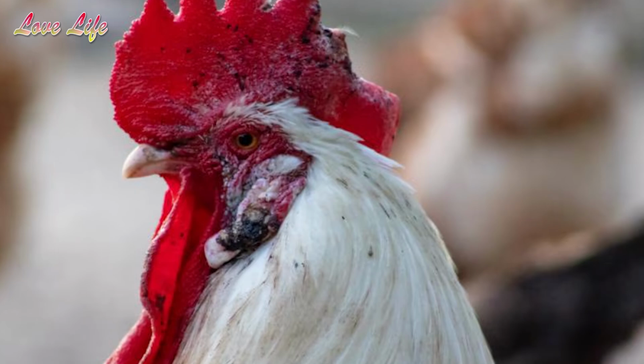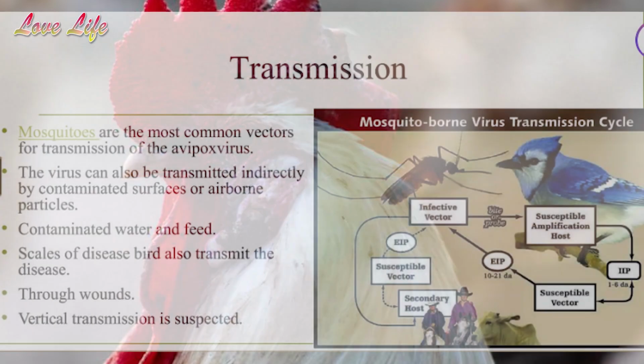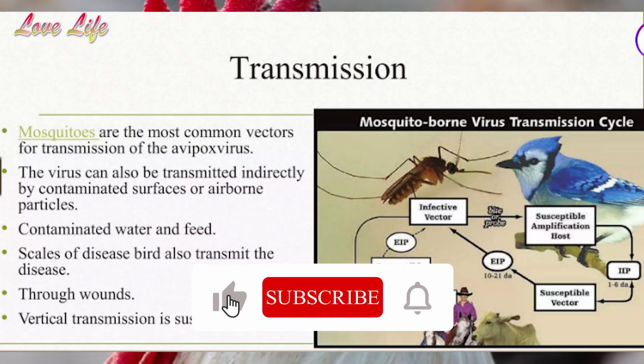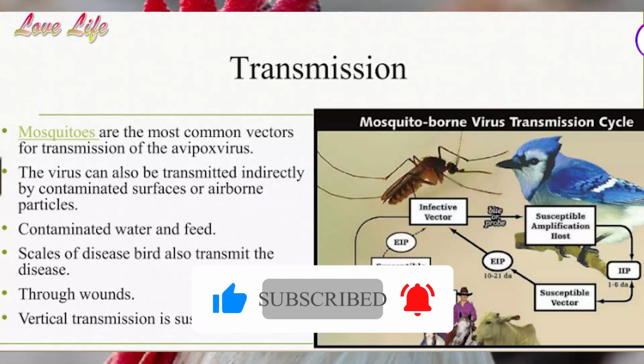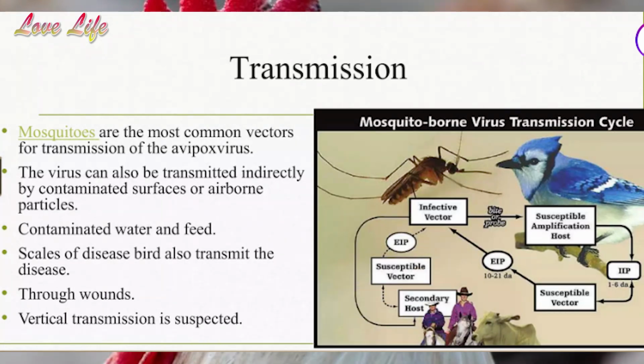When it comes to transmission, the virus is present in the lesions and in desquamated scabs. It is resistant to environmental factors and persists in the environment for many months. It usually infects birds through minor abrasions. Mechanical transmission occurs by cannibalism. Some mosquitoes can transmit the virus from infected to uninfected birds. The virus can also be transmitted by injury to the skin.